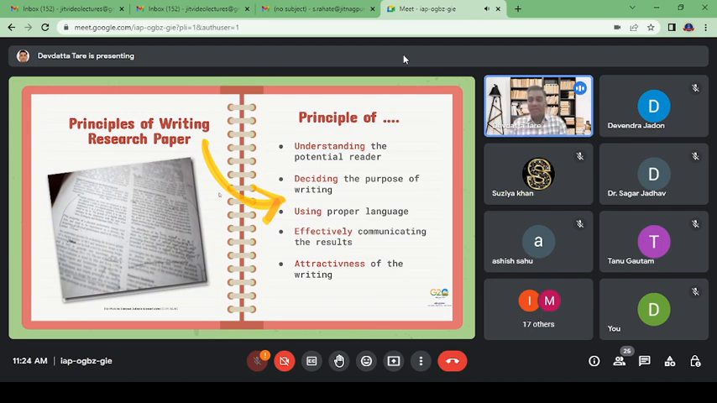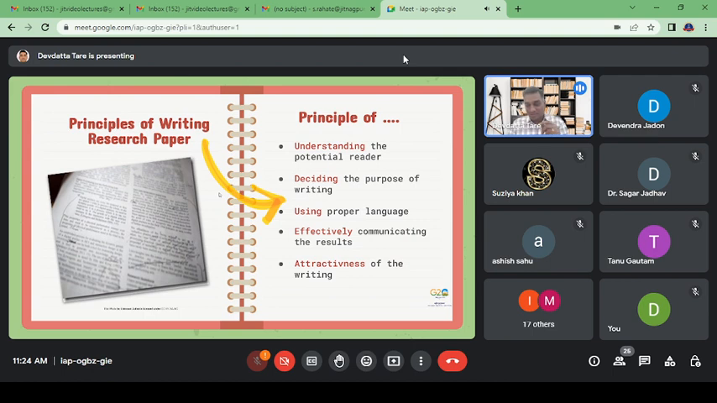Now, why is it important? Because as a researcher, it is expected that you are a scholarly person, you are doing scholarly writing. So your research paper should not convey a different meaning from what you expect. So you should use proper language.